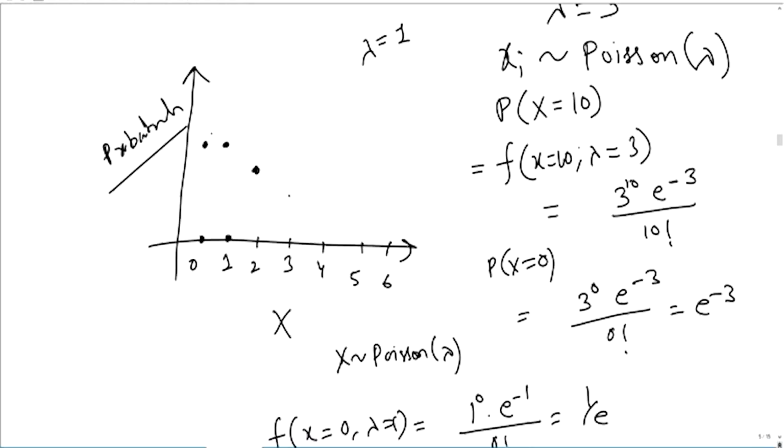So it would be somewhere here. For 3, it would be somewhere here. For 4, even lesser. And then it would go very close to 0. Okay, so this is how the probability mass function would look.